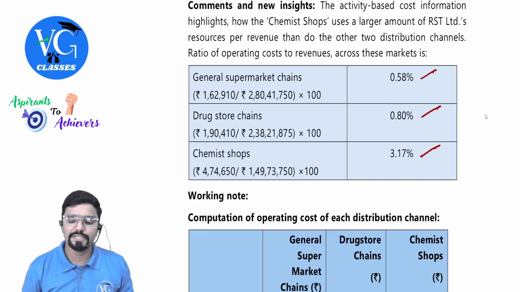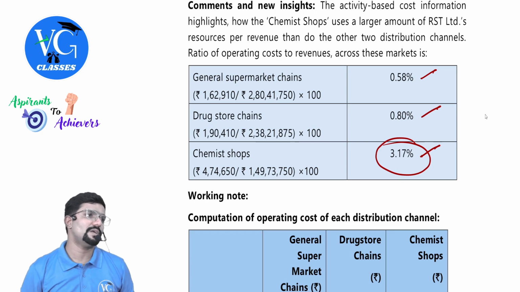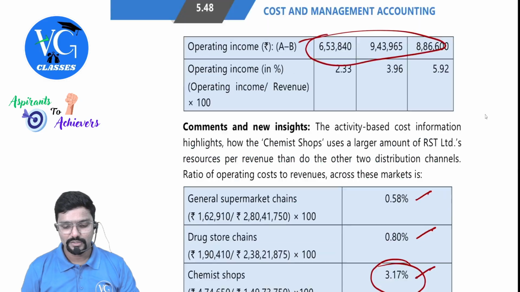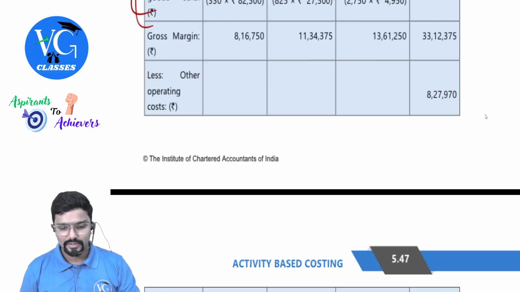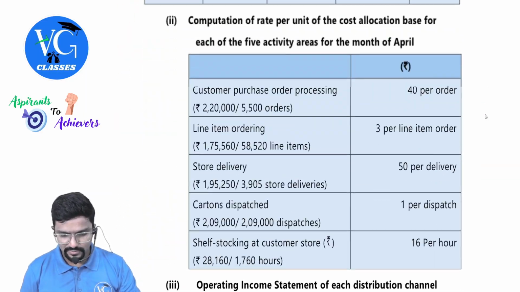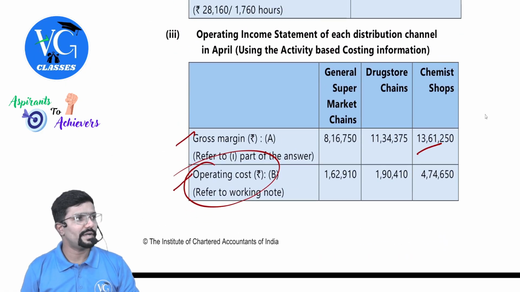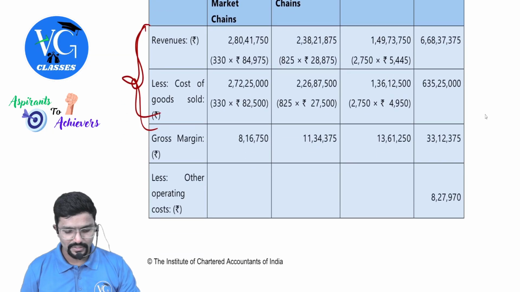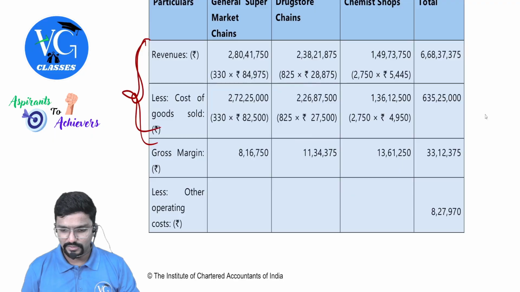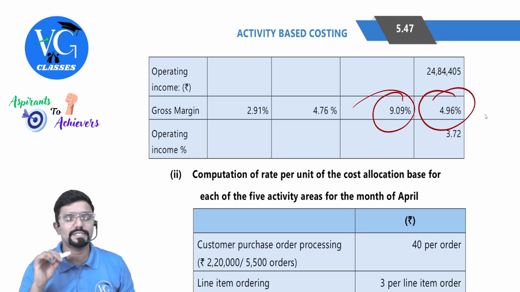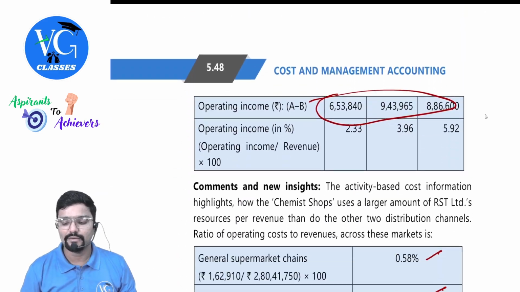3.17. Okay. Where is it highest, sir? Chemist shop. So for chemist shop, we are incurring more overhead cost. That is why you can see, sir, chemist shop previously had the gross profit margin, let us see here, more for it. Even percentage wise, gross margin was 9.09. As we are incurring more overhead cost for it, the percentage is coming down.